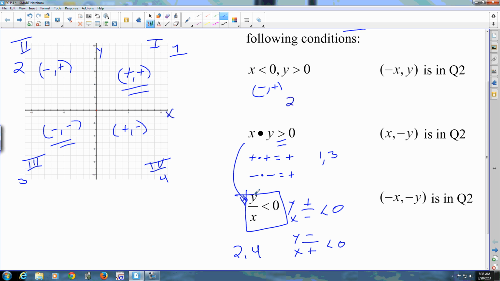Not trying to make that too difficult to understand. I'm just saying that this one is saying the signs are the same, so 1 and 3. This one is saying the signs are not the same. The signs are opposite. Likewise for this one if it was x times y is less than 0. Same idea. I was just writing it back up here because it was a product. Then it would also be 2 and 4.